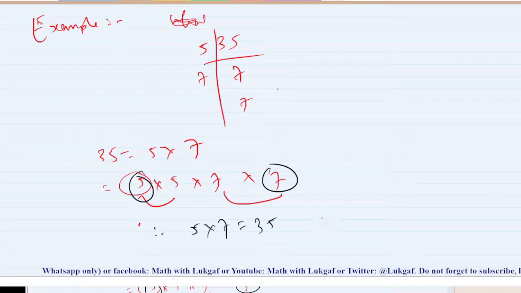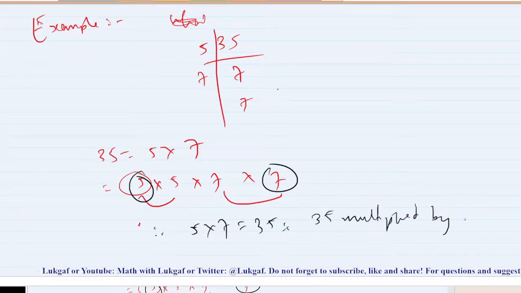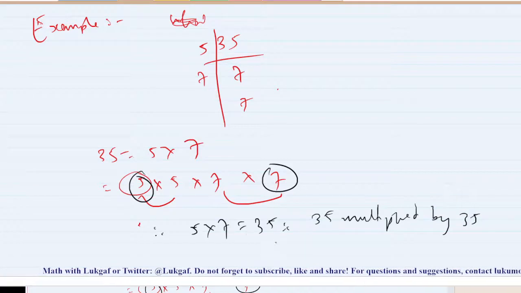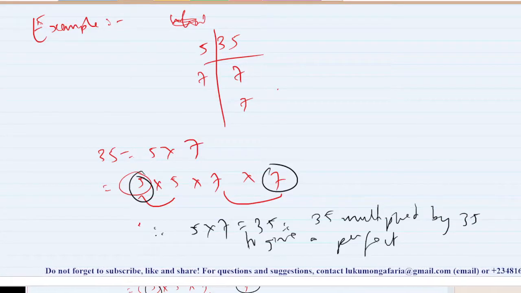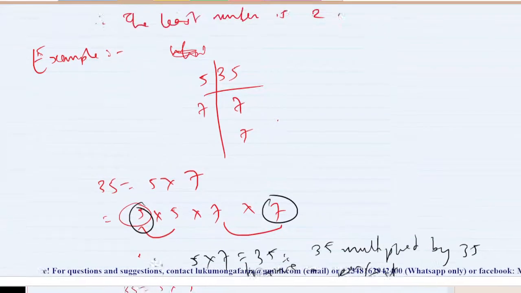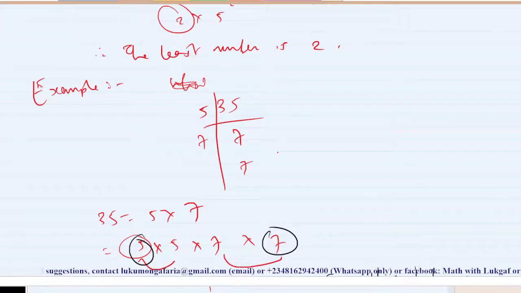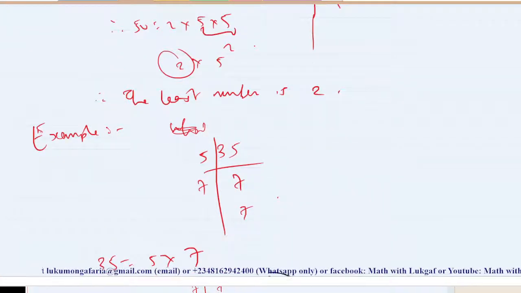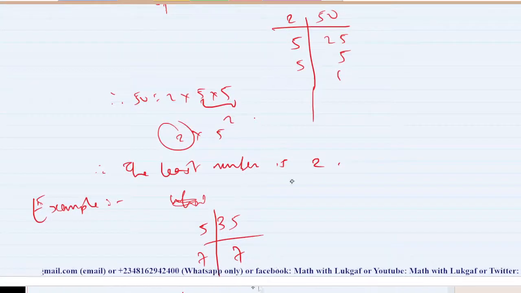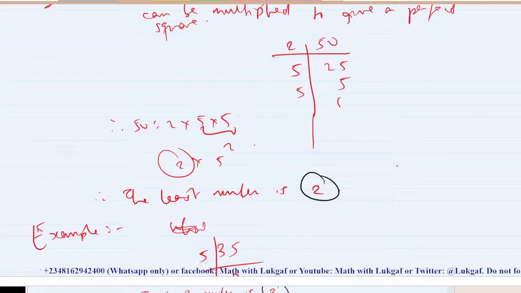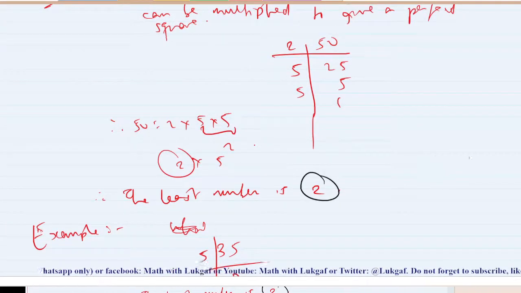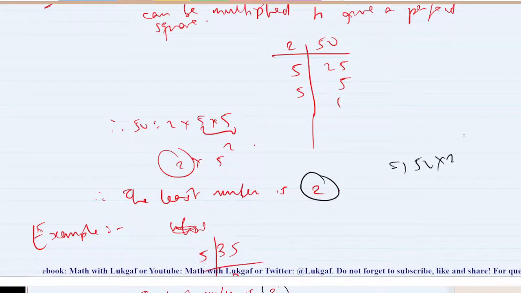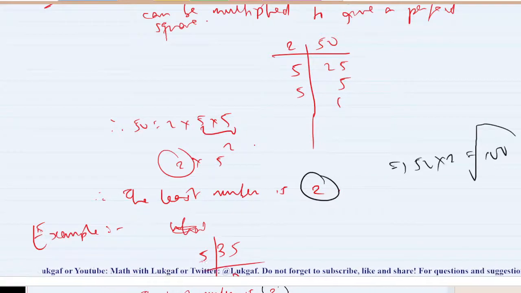Then 35 must be multiplied by 35 to give a perfect square. And you will see when I multiply 35 by 35, it is 35 squared, which is a perfect square. Likewise, if you look at the first example here, which is 50, the least number is 2. And I multiply 2 by 50. So 2 by 50 will give me 100. You notice that 100 is a perfect square. And that's how you are going to get it.